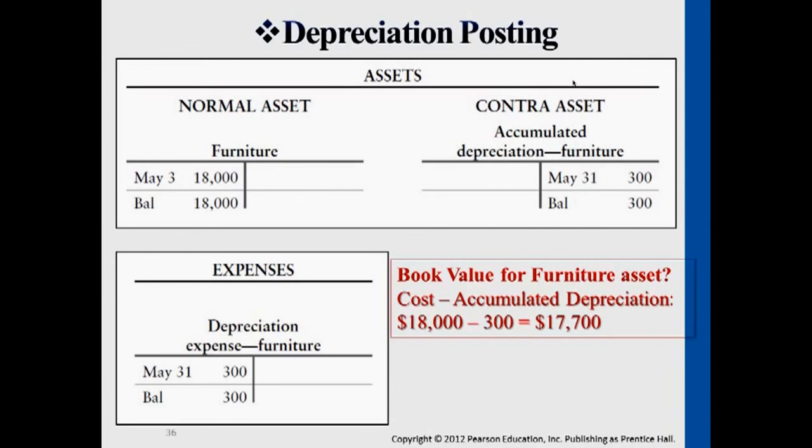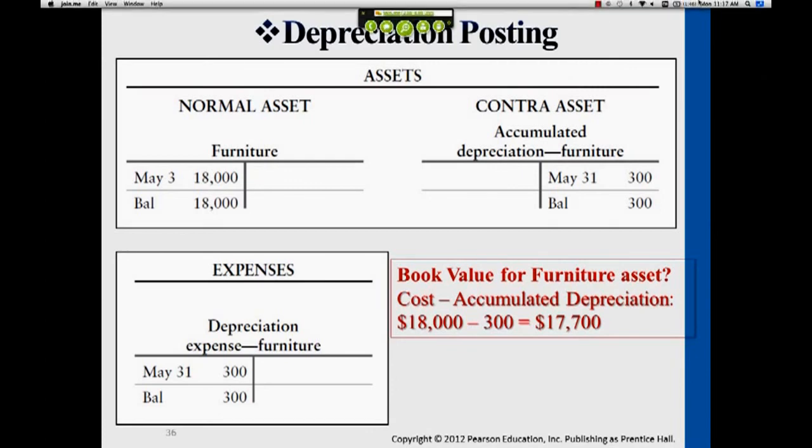The book value, basically, you get this amount from looking at these two accounts. Basically, it's already there, $17,700. Is there a normal balance in the accounts? The normal balance comes later. Under financial statements in Chapter 4, you will see that furniture is listed first, and then accumulated depreciation of furniture is listed right next to it. Then you will have a summarized balance, $17,700, next to it. So it's already there when you look at it.